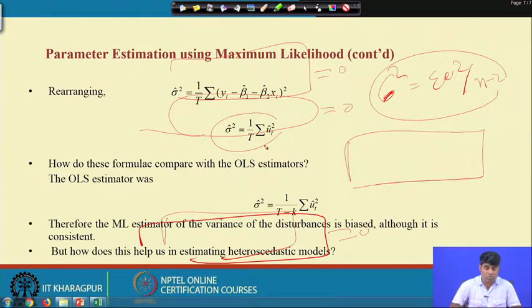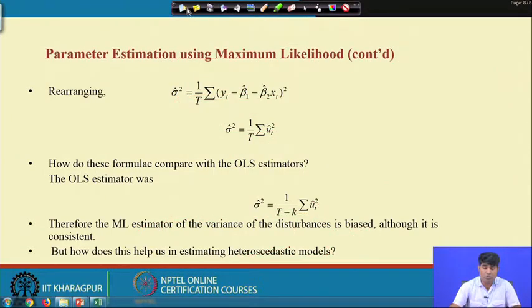So, now the question is how does this value have a connection with the Wallace estimators. What I have written here is actually t minus k, that is the degree of freedom. Therefore, the maximum likelihood estimator of the variance of the disturbances is biased, although it is consistent. Now, the question is how does this help us in estimating heteroscedasticity models? That is the big deal which you need to highlight here.